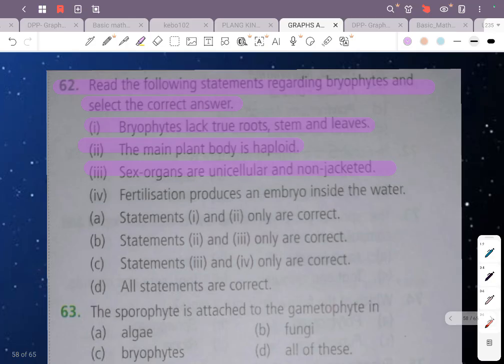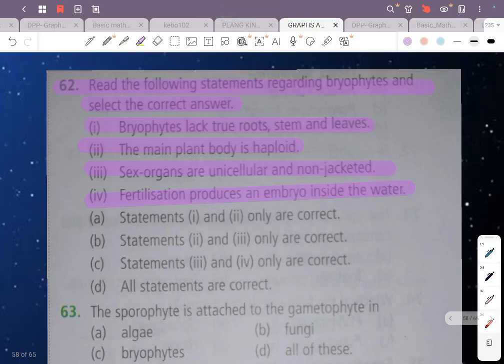Talking about option number 4, which is fertilization produces an embryo inside water. Now that is incorrect as well because, as I just said a couple of minutes back, fertilization in bryophytes actually takes place within the archegonium and not inside water, right? So that eliminates option number 3 and option number 4.